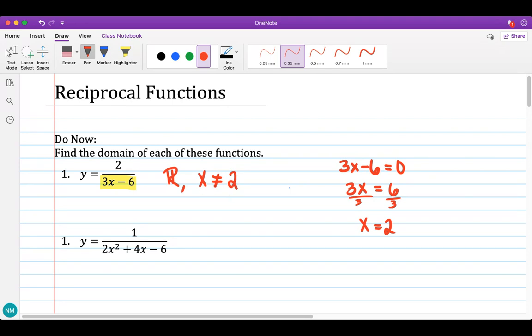Again, because if you plug 2 in, I get 6 minus 6, which is 0. I get 2 over 0. That is undefined. You cannot do 2 over 0. So that is my domain.